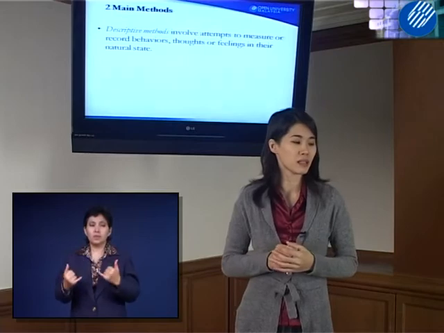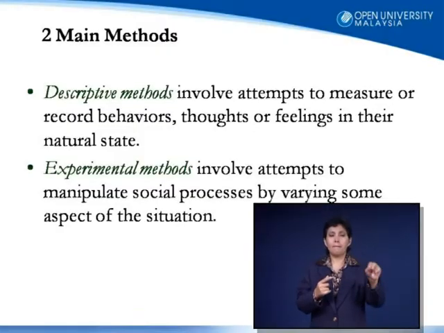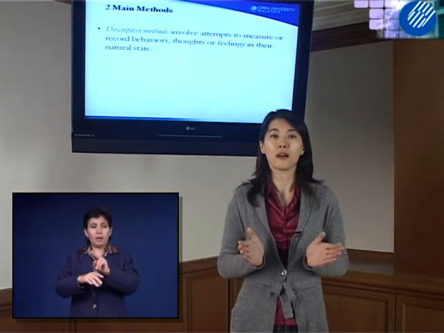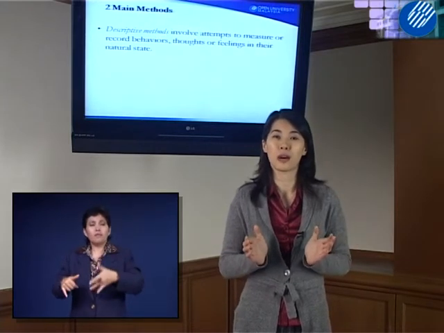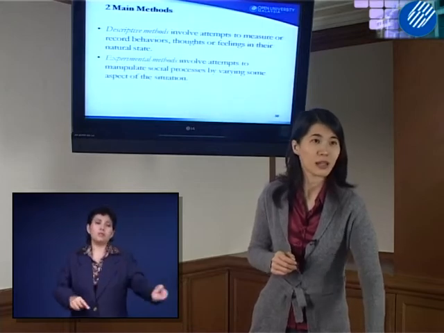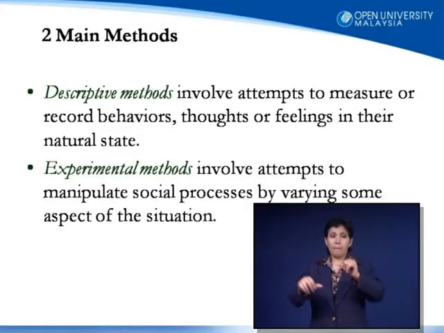Now, two main methods. Descriptive methods involve the attempt to measure or to record behaviors, thoughts, or feelings in their natural state. So you want to know how they behave, how they think, or how they feel in their natural state. Next one is the experimental methods. You attempt to manipulate. Manipulate hereby means you change the condition, which is not natural. So you want to change it so that you can see what's happening.